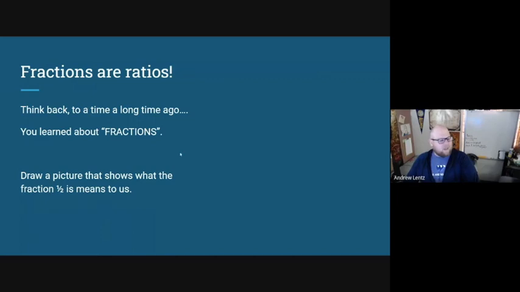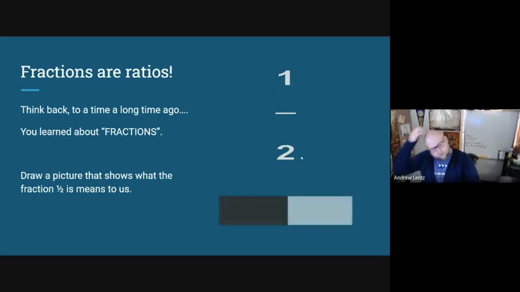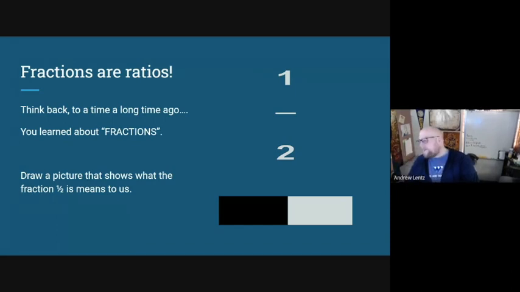All right, so anyways, draw a picture that shows what the fraction 1/2 means. Well, that's simple. So that's not a picture, by the way. I'm just showing you the fraction 1/2. To draw a picture, I'm going to draw a rectangle. I'm going to divide that rectangle into two pieces. I'm going to color one of them in. So we have one rectangle, two rectangles. We have one big rectangle. So two pieces to one big rectangle.